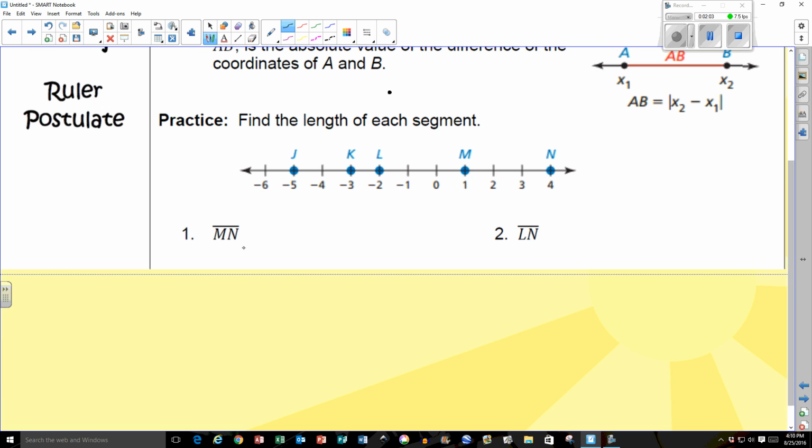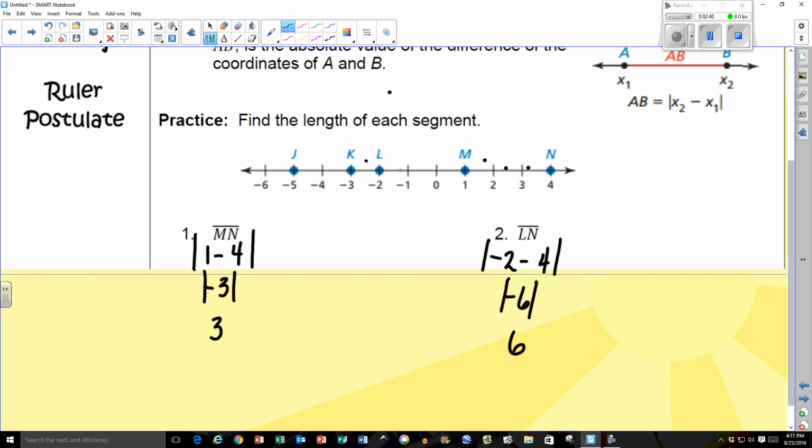All right, so if we find the length of MN, obviously, yes, we can count. 1, 2, 3. Yes, our answer would be 3. But using the formula, because you're not always going to have a number line or small numbers, you want to go first number minus the second number, so M and N is 4, and you want the absolute value. Well, 1 minus 4 is negative 3, and the absolute value of negative 3 is simply 3, which, duh, we knew that. First number, negative 2, minus the second number, 4, absolute value. Negative 2 minus negative 4 is negative 6. The absolute value of negative 6 is 6.